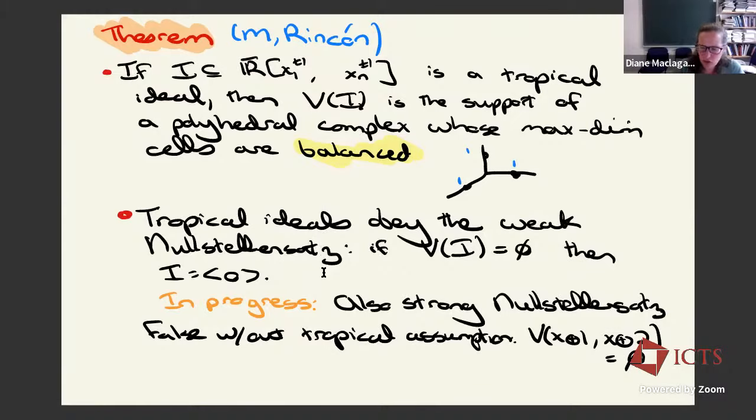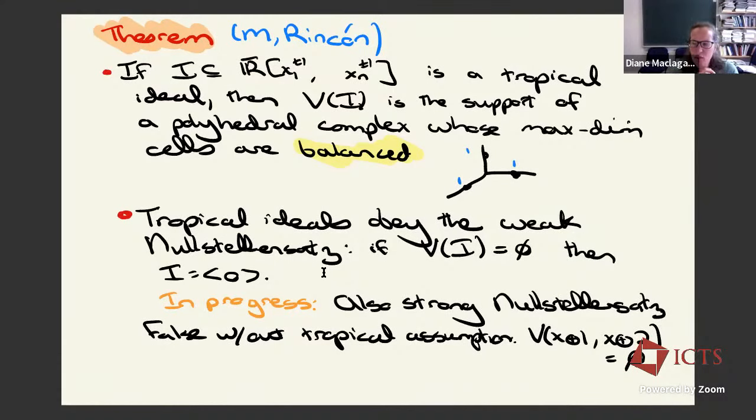And we'll say tropical ideals obey the weak Nullstellensatz. So if the variety of I is empty, then the ideal is zero. Usually the weak Nullstellensatz is: if the variety is empty, then 1 is in the ideal. Here 0 is the tropical one. This is in progress with Felipe again, and maybe I'll say one sentence about that at the end.